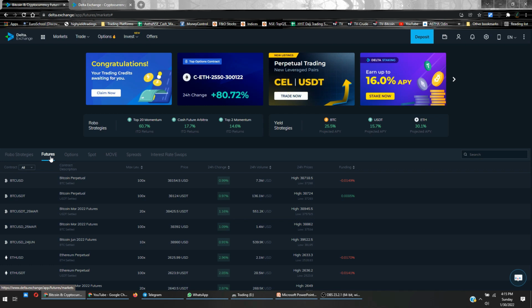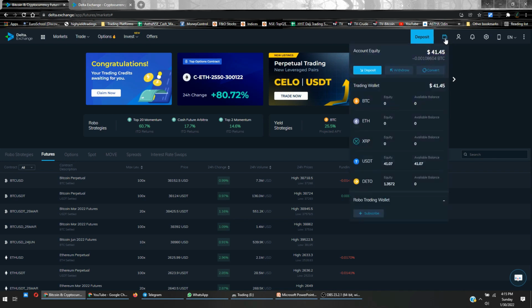Okay, so that is one thing that you need to know. Post that, on the right top corner, the first thing that you need to check is the wallet, right? So if you click on the wallet, you can see how many dollars you have. Okay, so right now I have $41.45.